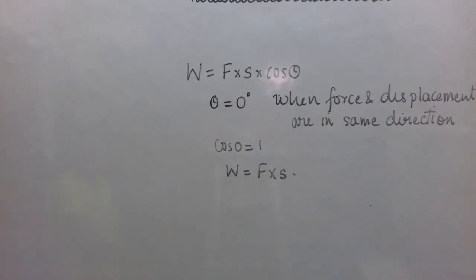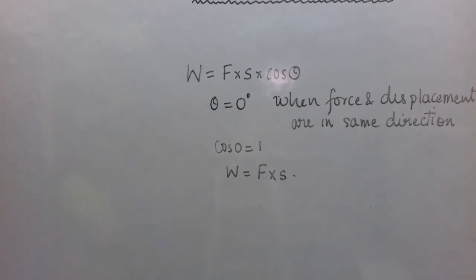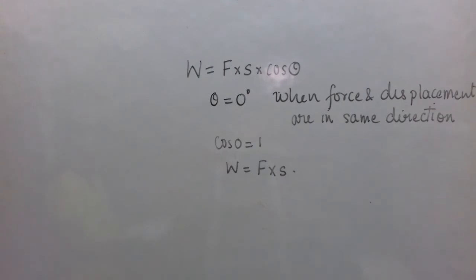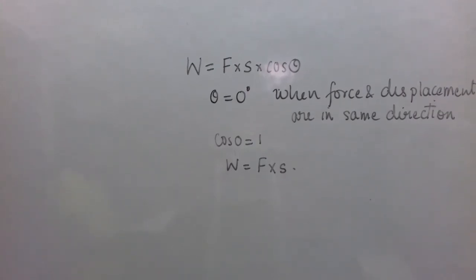If it is for more marks, you can give this entire explanation, or if it is only for 1 mark, you can just write W is equal to F into S, where W is work done, F is force applied and S is displacement produced.